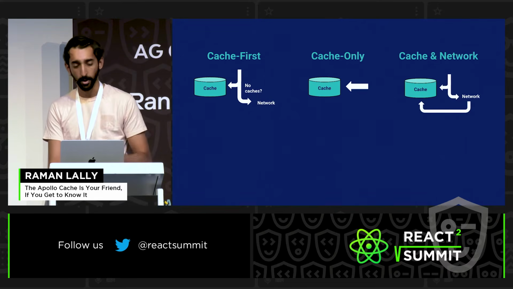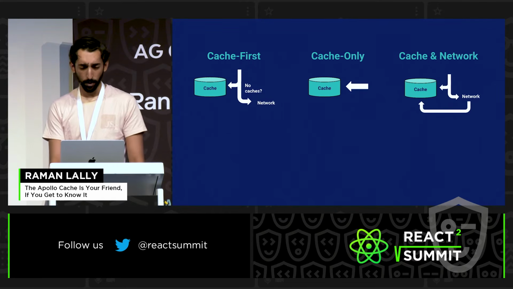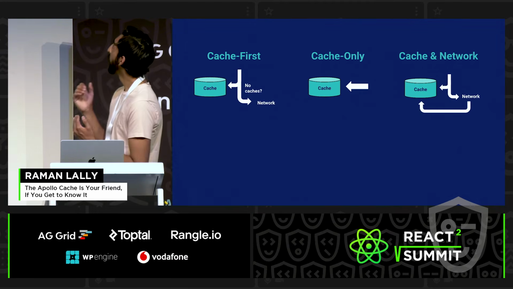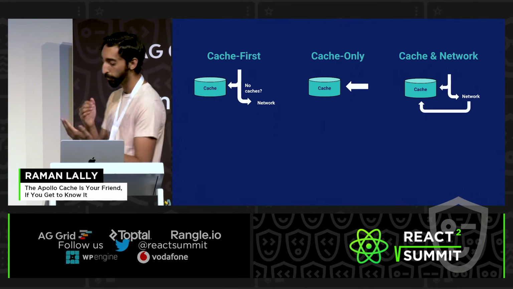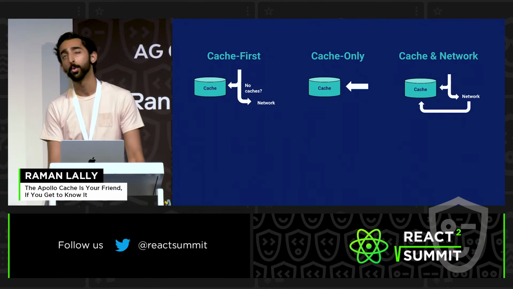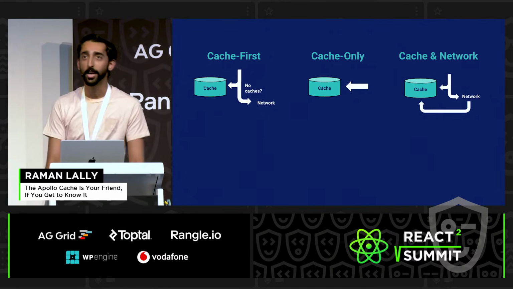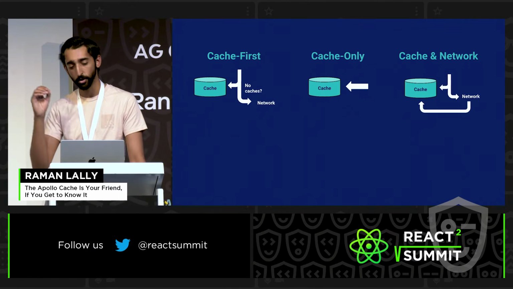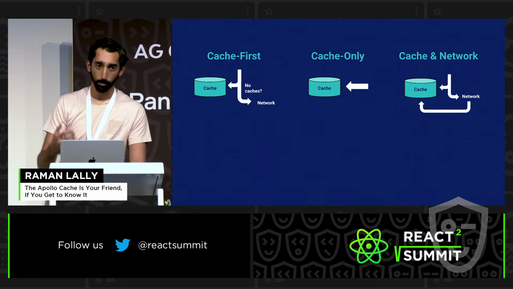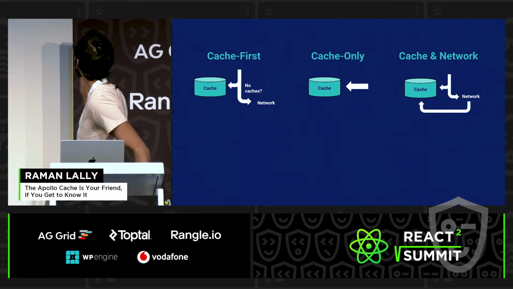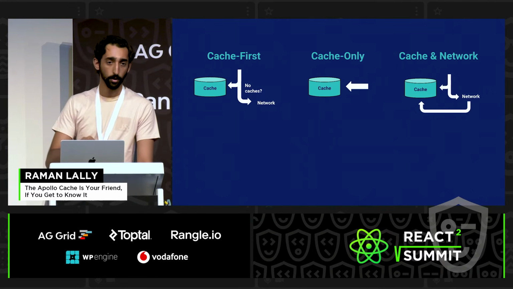And we have a few others, like cache and network. This one is interesting because it's going to get it from your cache, and then refill the cache from the network. So if you had a lot of data that's changing often, and you want it to be incredibly consistent, this would be the way to go. It'll go to the network and refill your cache, but you'll always get the cache first.